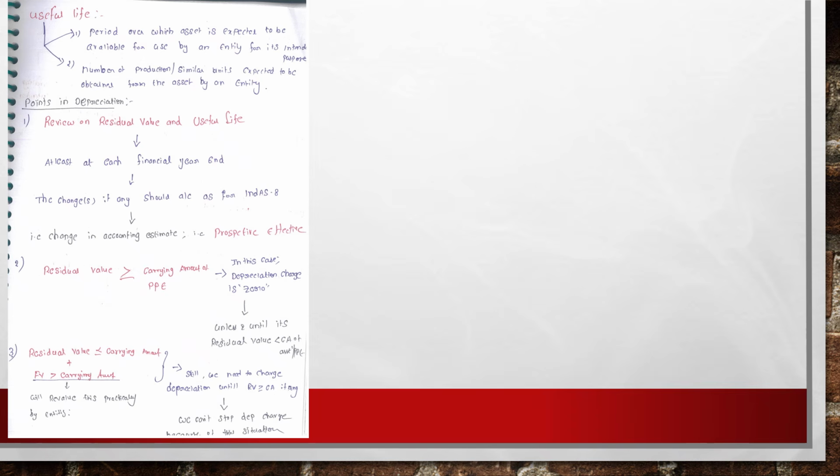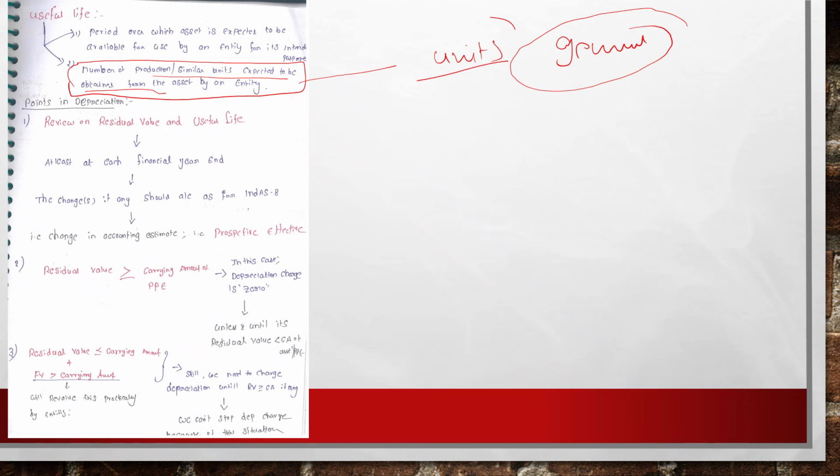And the number of production or similar units expected, to arrive at the value in production. This point I will tell in the depreciation method. Suppose how many production units or similar units you are able to generate. So this is called the production units method. That's why I have concluded here. So what is your intention?